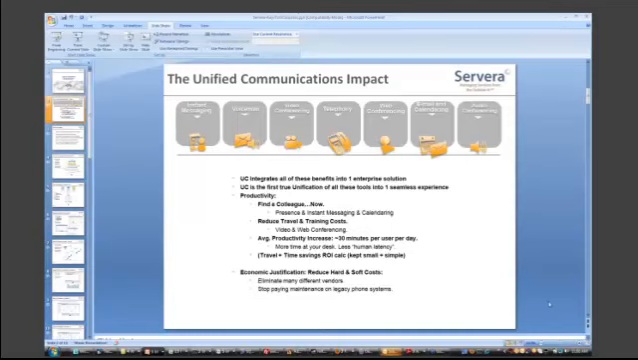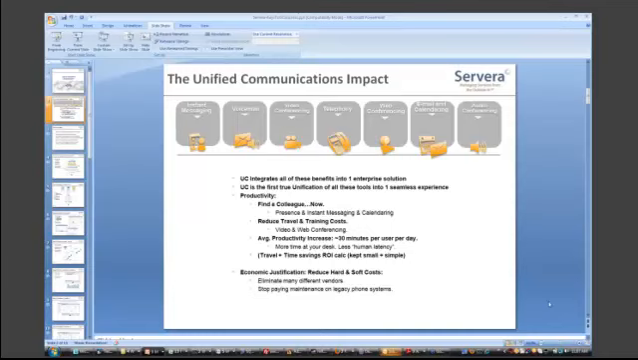And the power is really twofold. One is about productivity gain in terms of day-to-day use, in terms of finding people, as well as being able to collaborate at a moment's notice. And then also the cost savings that are coming from the reduction of vendors, as well as the simplification of management.